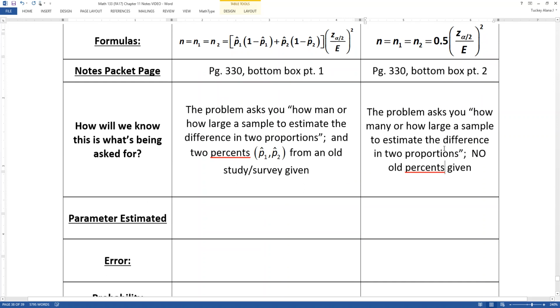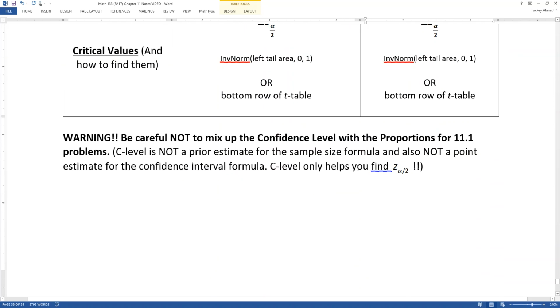At this point, I want to make a quick warning to you. It's the same warning I made in Chapter 9, which is that you have to be very careful not to mix your confidence level in with your proportions. A confidence level is going to be a proportion. It's usually like 90%, 95%, something like that. But it is not the p-hats and it's not the p-values. So you've got to be very careful not to throw it into the middle of your formulas. So keep your confidence level separate.